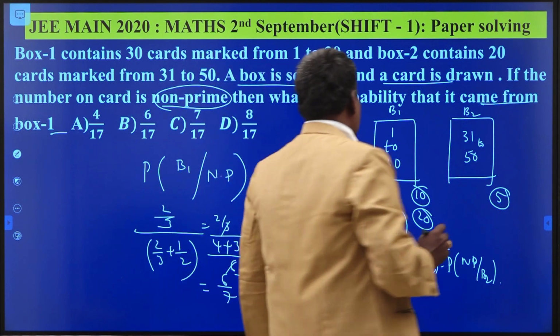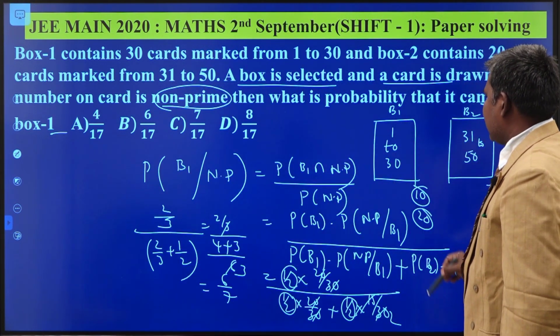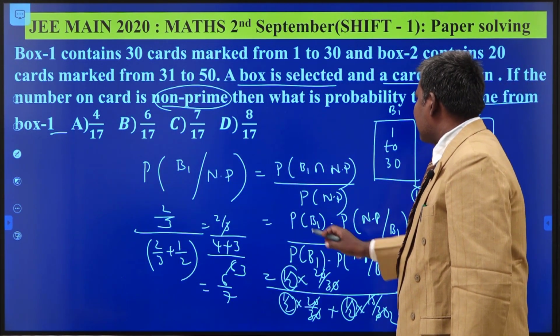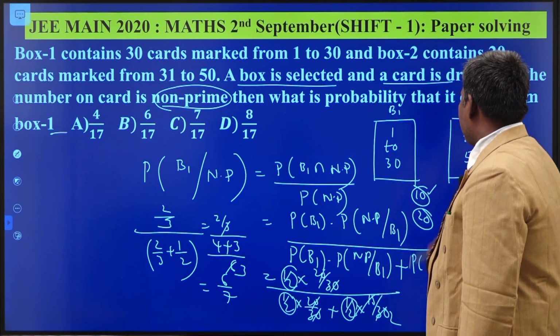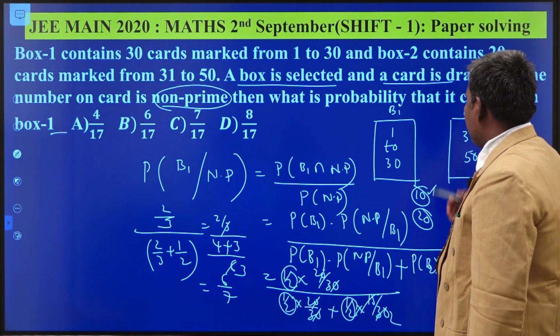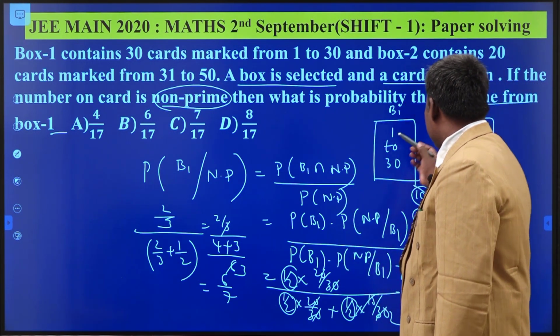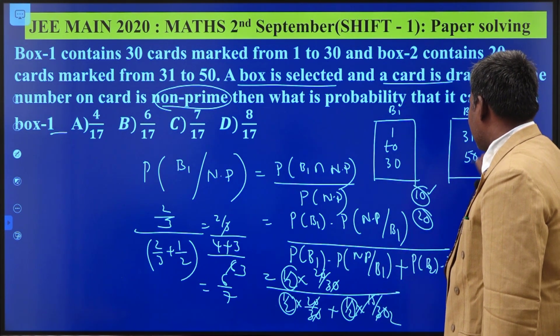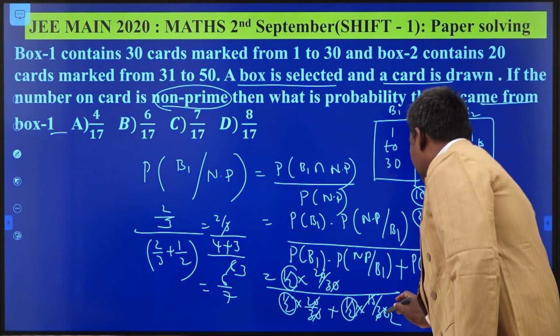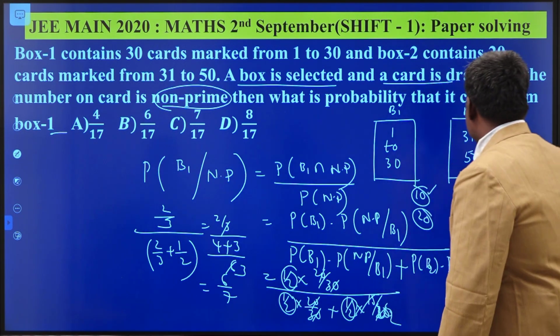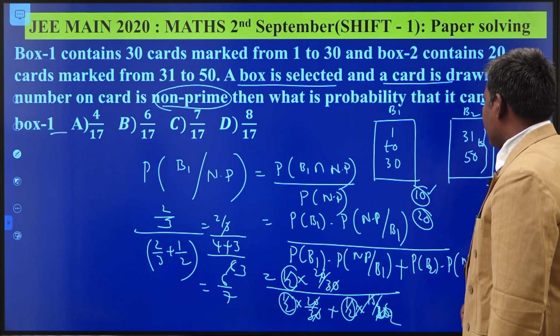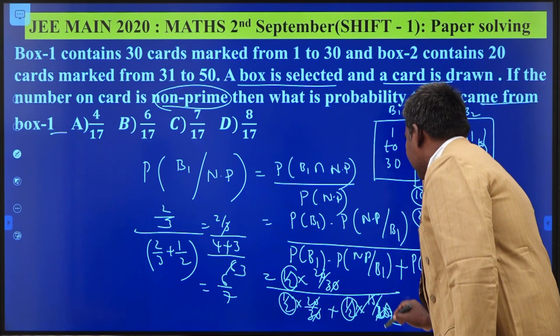Let us see once again. 1 to 30 numbers are there. Probability of getting box 1 is what? 1 by 2 plus, the number of prime numbers is 10 here. The non-prime numbers are 20. Here 20 only. Here you have to write 20 itself only, because the total number of digits here is only 20. That is why I have to write 20 itself.